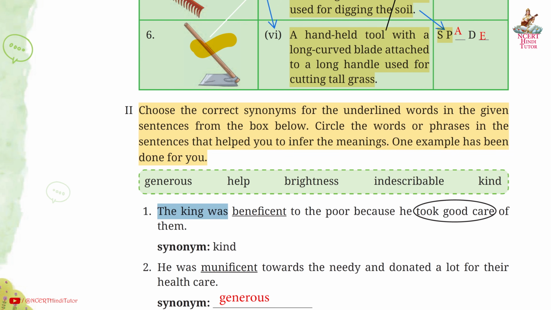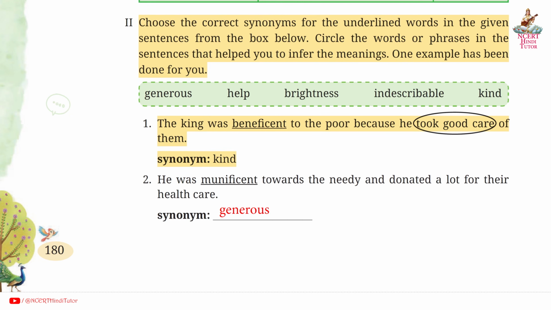First, the king was beneficent to the poor because he took good care of them. Synonym: kind. Second, he was munificent towards the needy and donated a lot for their health care. Synonym: generous. And you have to underline donated a lot.